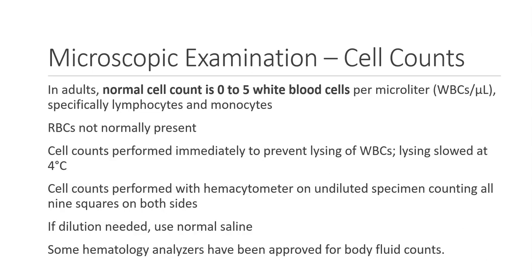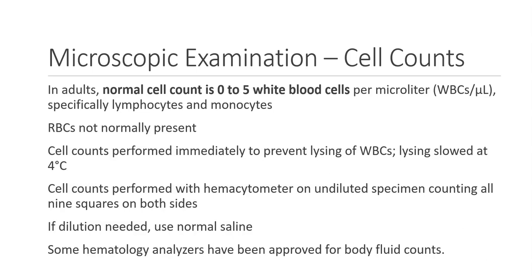The cell counts are performed immediately to prevent lysing of the white blood cells. Lysing will slow at 4 degrees centigrade. So in hematology, if you're not able to do the cell count right away, you can put it in the refrigerator. But these should be handled stat because, again, the patient's life may hang in the balance.